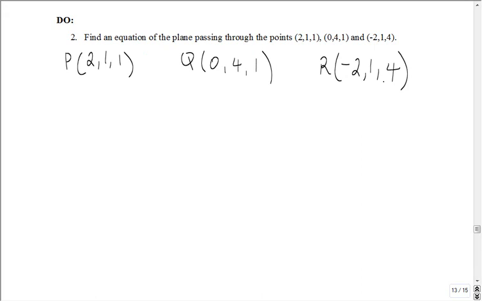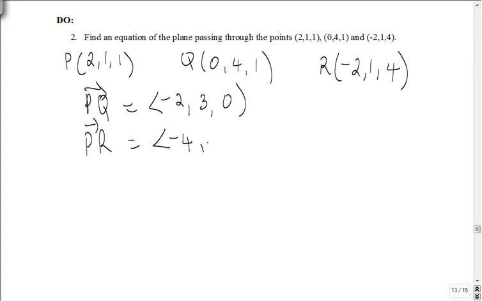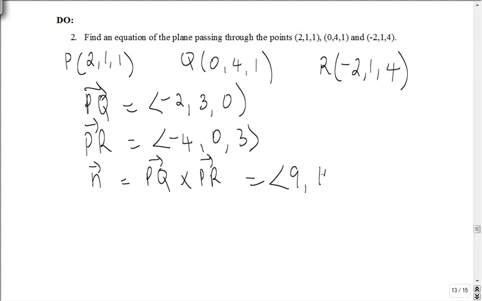Okay, one person give me PQ, please. One person give me the displacement vector PQ. Go ahead. Good. Somebody else give me PR, please. Negative 4, 0, 3. Somebody else give me the normal vector, which would be the cross product of the two. No, that doesn't look good. Thank you. And then somebody else take it away, the equation of the plane.